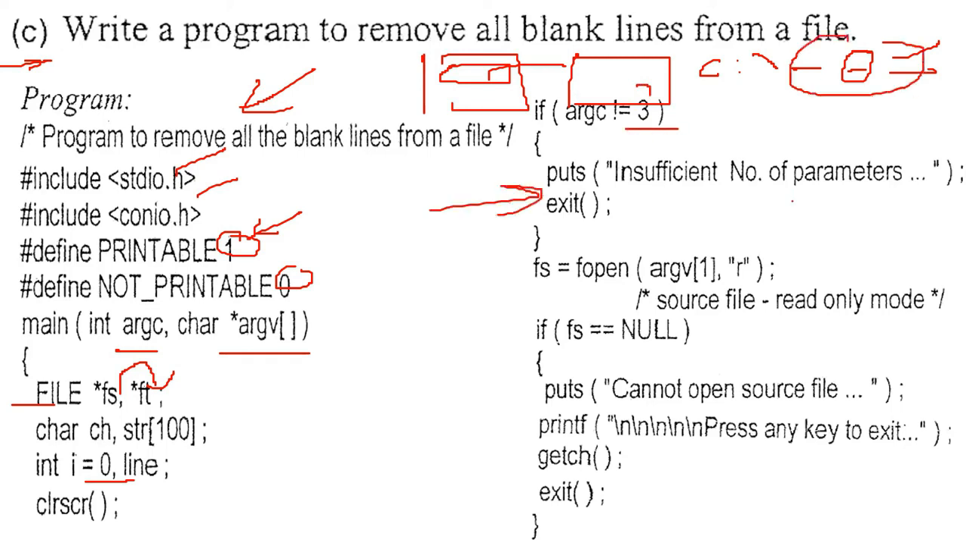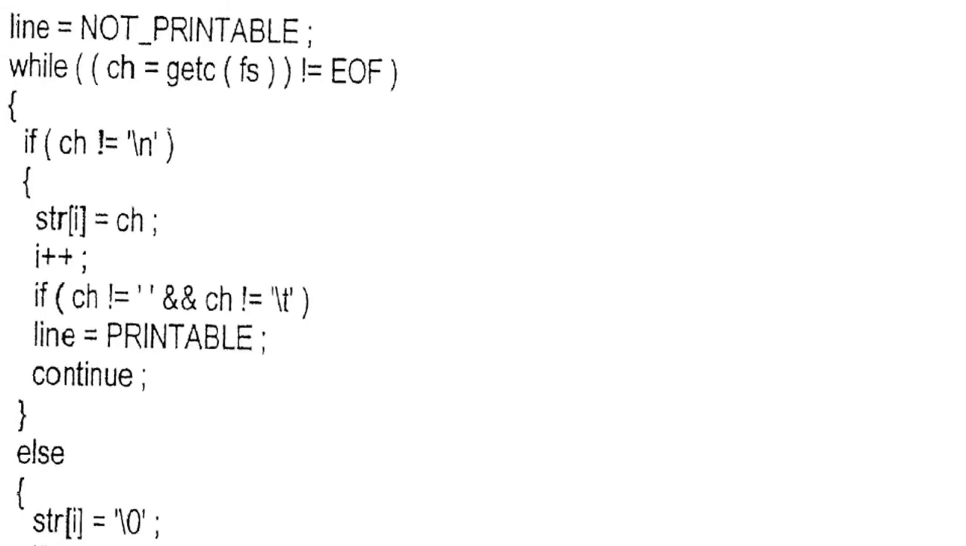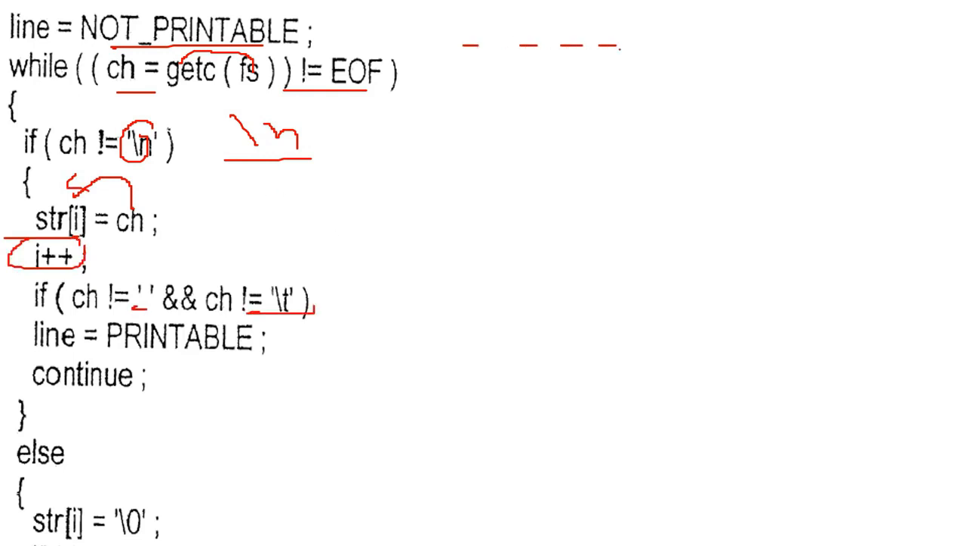So we take the first argument, this is argv[1], and we try to open it. If it doesn't open, we raise an error and we come out. Then we say line equal to non-printable, which, as we have just seen, we have defined as a macro. Then we start taking characters one by one till we reach end of file. If the character is not \n, that is, \n is not there, then we assign this ch to str[i] and we increment i++. If it is space or tab, because a blank line can have spaces or a tab, then we assign printable to line and we continue.